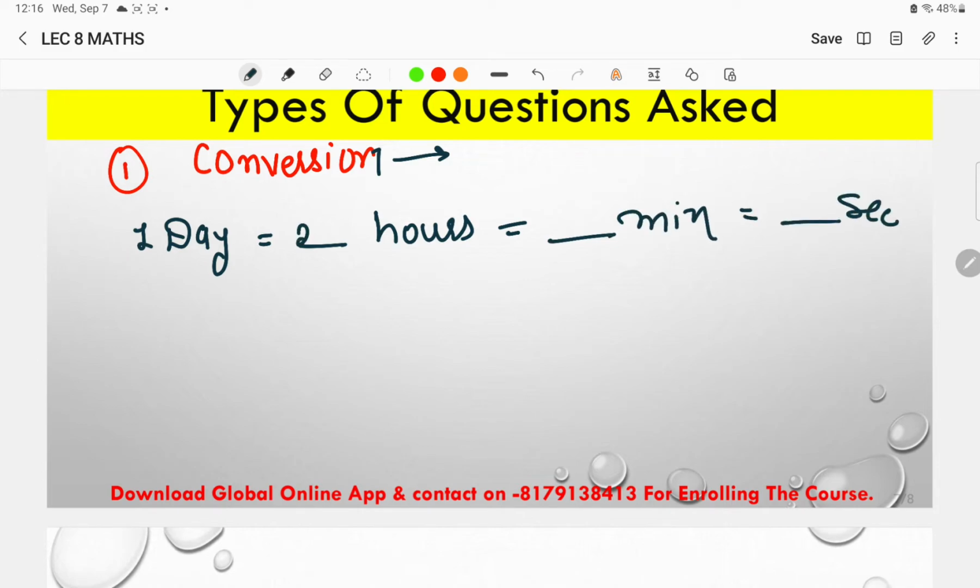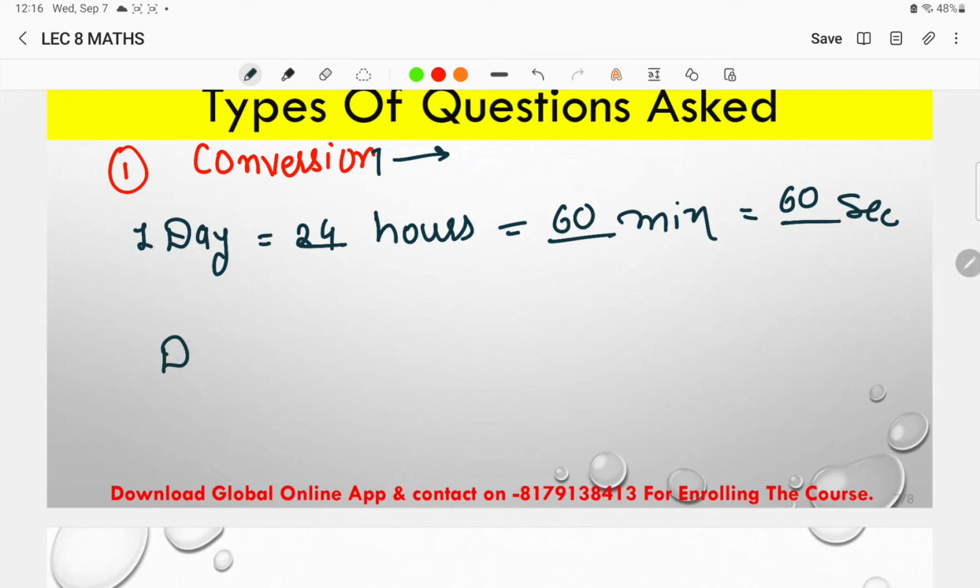It means in one day there are 24 hours. In 1 hour there are 60 minutes. It means in 24 hours, there will be 24 into 60 minutes, and in 1 minute there are 60 seconds. And if we go for 60 minutes, how many seconds are there? It will be 60 minutes into 60 seconds. So for solving such kind of questions, we require a small trick.